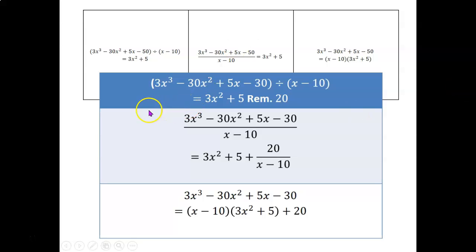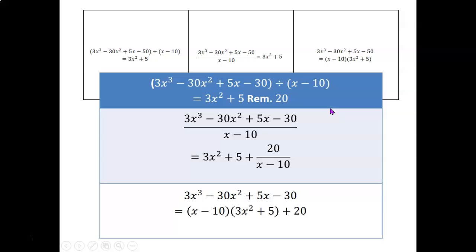But sometimes the division doesn't come out even. Sometimes there's a remainder. So if you divided 3x cubed minus 30x squared plus 5x minus 30 by x minus 10, the quotient would be 3x squared plus 5, but there would be a remainder of 20. You'd have to multiply x minus 10 times 3x squared plus 5 and then add on that remainder of 20.